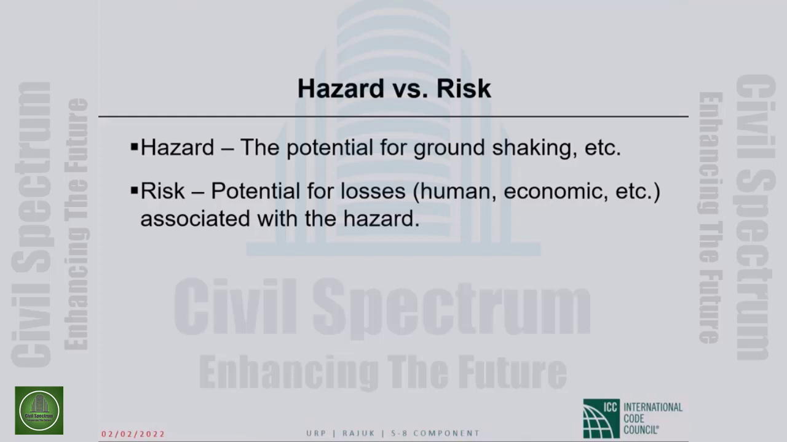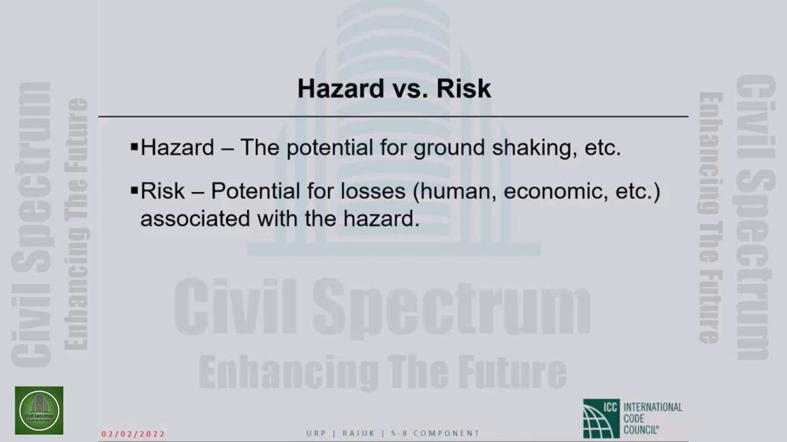And one of those bad things could be ground shaking. That would be seismic hazard. The risk, on the other hand, is potential for losses associated with the hazard. If the bad thing that we are talking about happens, then what is the potential for losses in terms of human lives or damaged property or whatever. Okay? That is the risk.